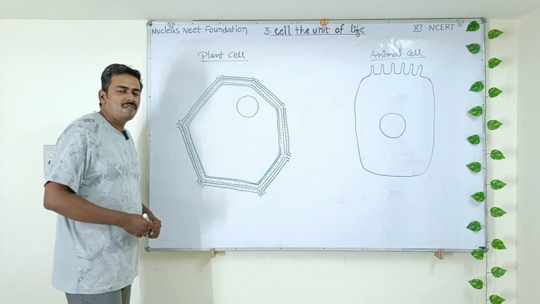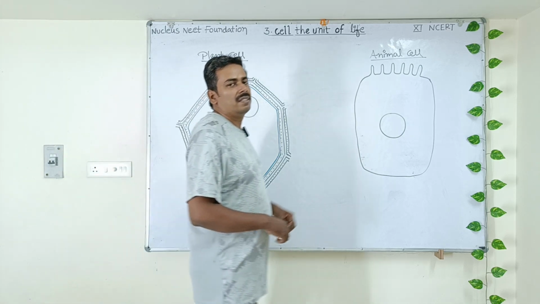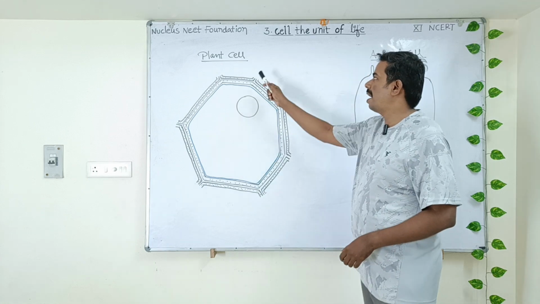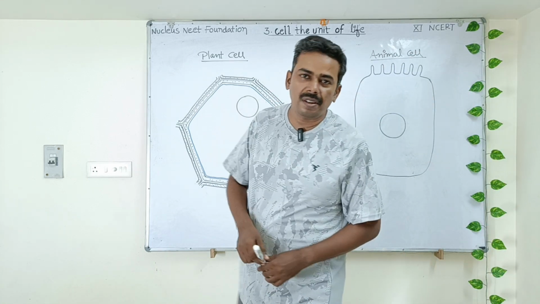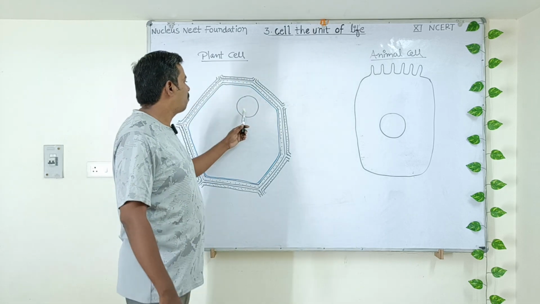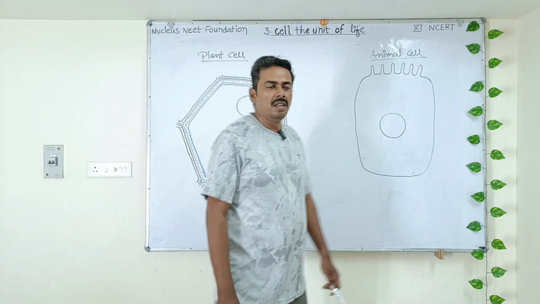Cell the Unit of Life part 2 video. So in this session, we are going to discuss the differences between plant cell and animal cell. Both of them are eukaryotic cells. Why? Because there is a well-defined nucleus in plant cell as well as in animal cell.